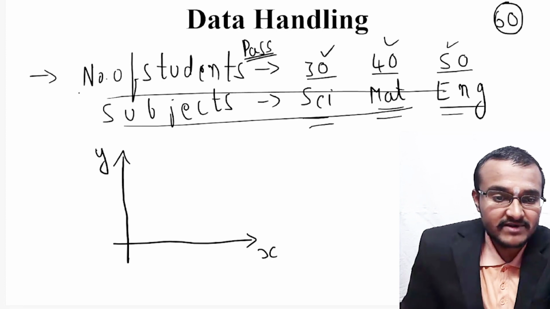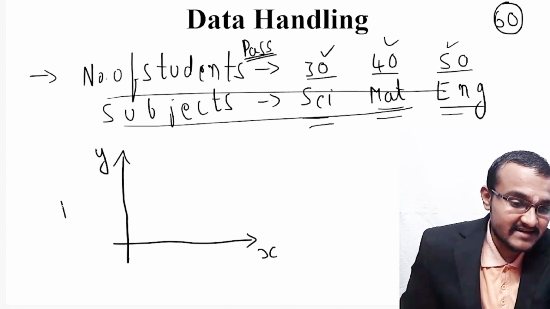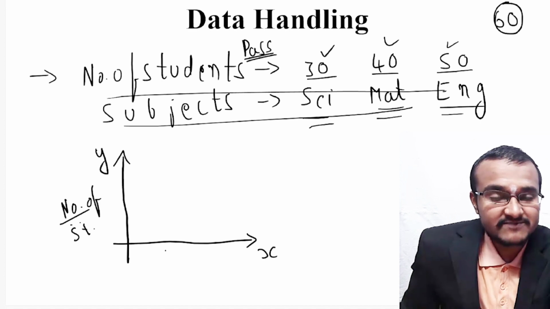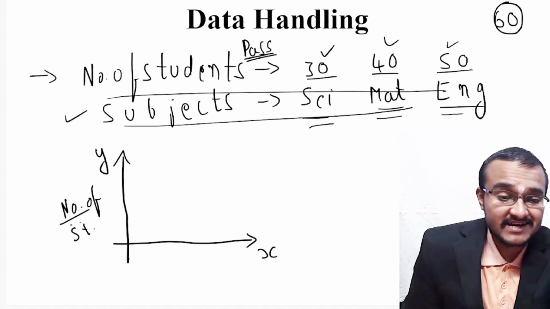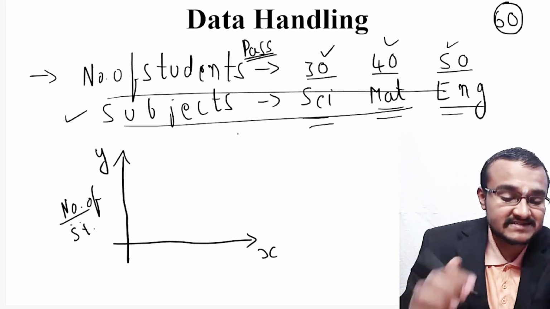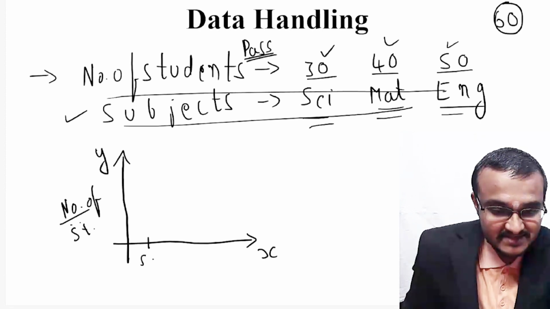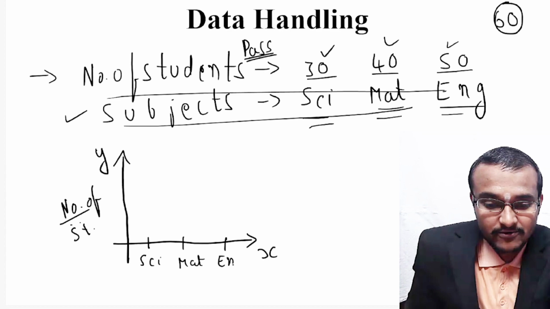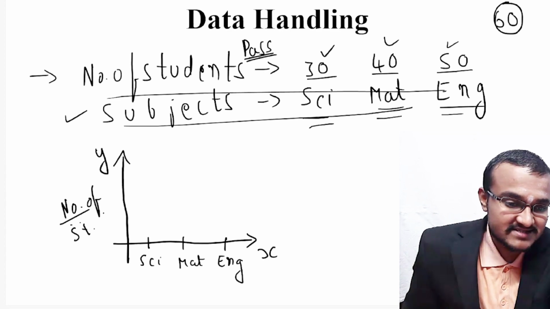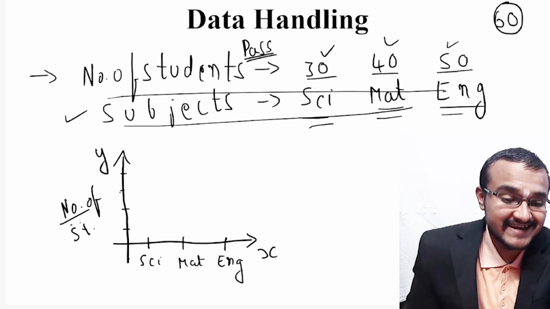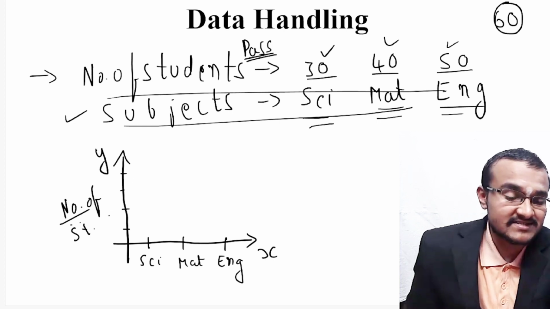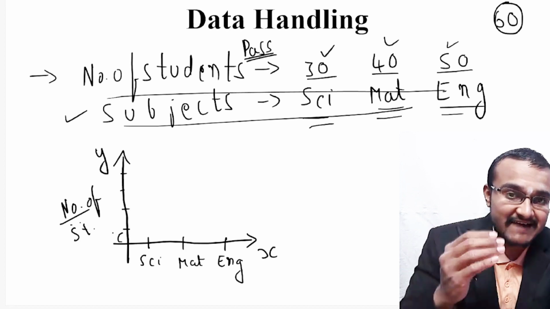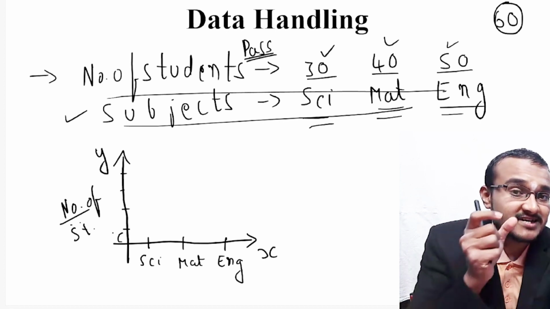For example, we have the number of students passed, so I will take that on the y-axis. So the number of students will be on the y-axis, and the other data, the subjects, will be on the x-axis. So for example, let's say this is science, this is maths, and this is English. Now we can see there is the number of students on the y-axis. We can scale this y-axis. Scaling of an axis means that one particular unit on a graph sheet will be equal to a certain number.